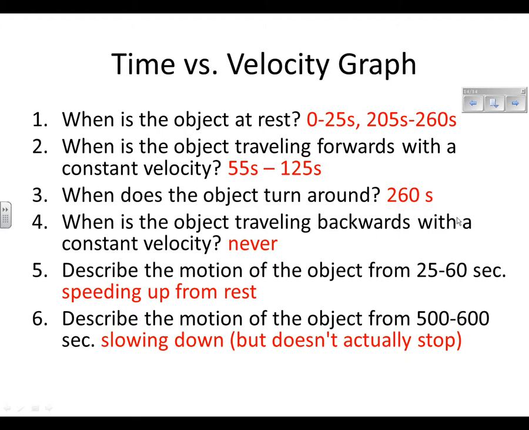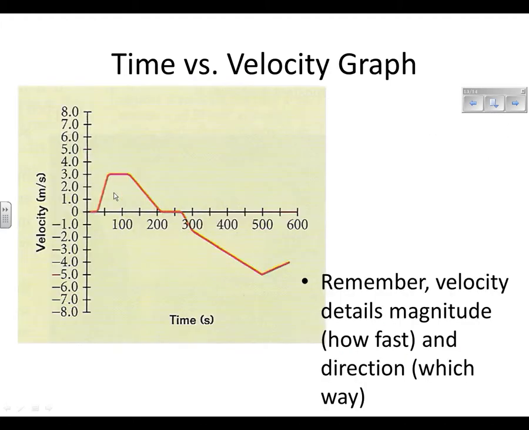So 25 seconds to 60 seconds, this section right in here. What is that object doing in this little section? Accelerating forward. Okay, accelerating forward, but it's increasing speed. Because this is also accelerating forward, it's just decreasing speed. So we would say that it is going faster in the forward direction. If you had this question on a test, someone put that velocity increases at a constant rate, that would be fine. Yes, velocity increases at a constant rate, although you should probably give me direction as well: velocity increases at a constant rate while traveling forward.